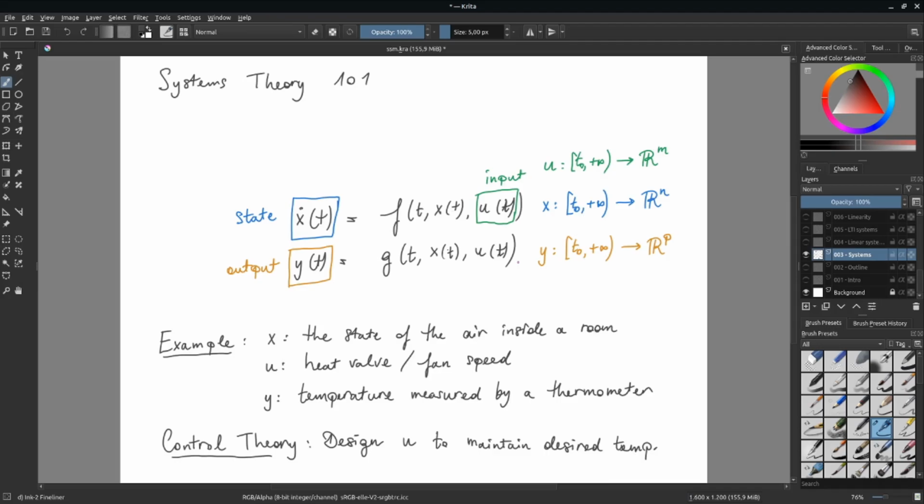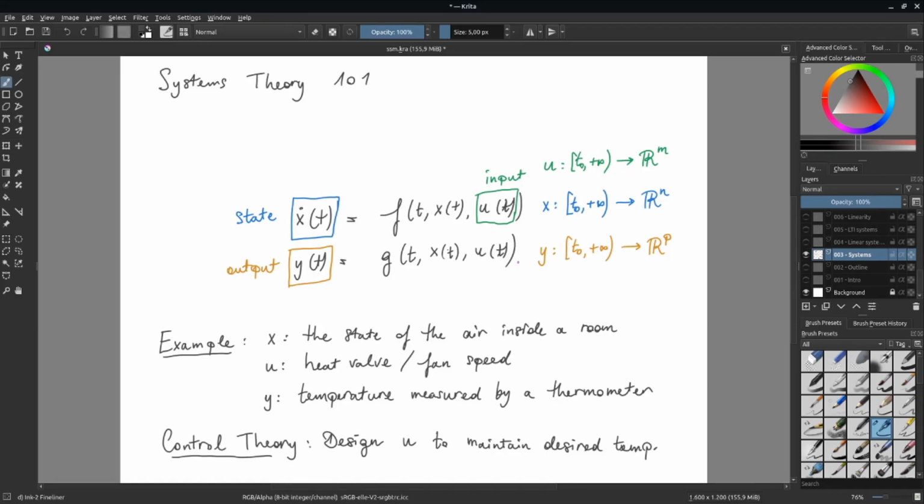And maybe the canonical example of such a system, let's say x is the state of all the air molecules inside a room. So that's a very complicated dynamical system. And maybe your input here is that you can control the heat valve on your heater, or maybe you can control the fan speed if you're trying to get cold. So that's an idea of what an input might be. And then maybe the only thing you can measure, since obviously you cannot measure the state of every single air molecule in the room, is the temperature with a thermometer. And so that's a good example of input, state, and output.